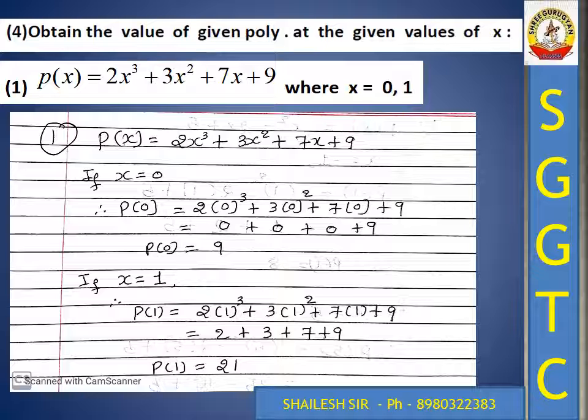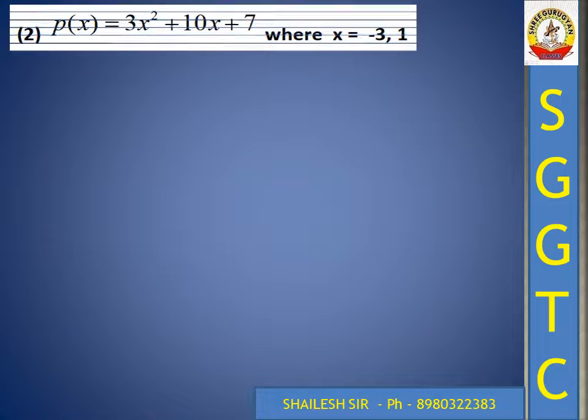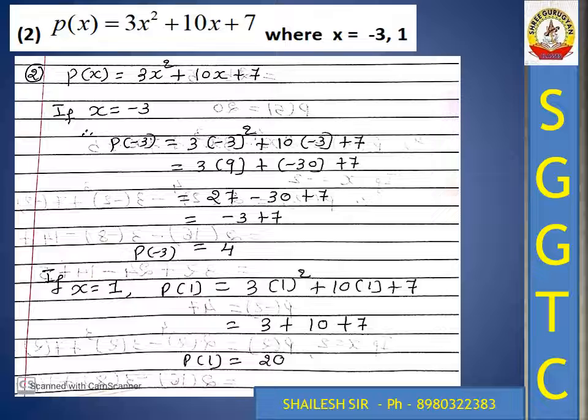Students, this indicates that it is your remainder. I think you know that, studying in 9th standard last year. Similarly, if you put x equal to 1, in place of every x you put 1, you get the answer 2 plus 3 plus 7 plus 9. Yes, definitely, P of 1 equal to 21. This answer also indicates, students, that it is a remainder. Next, the second one, P of x is 3x square, 10x plus 7, and the value asked is for x equal to minus 3 and 1.